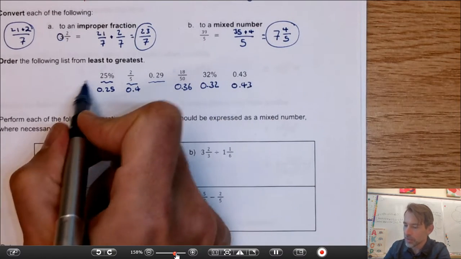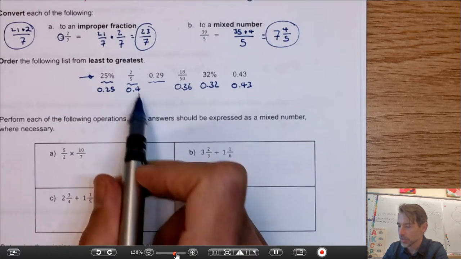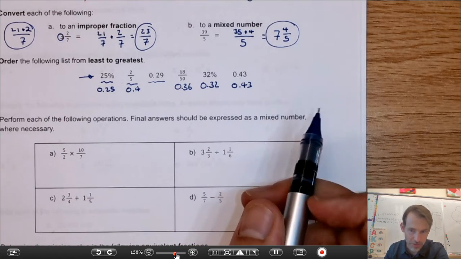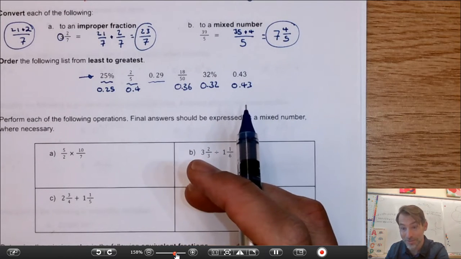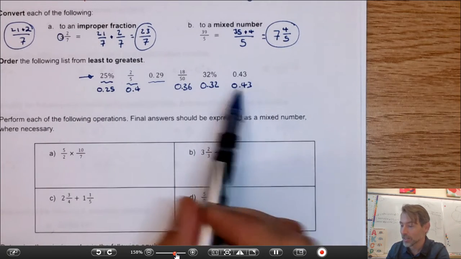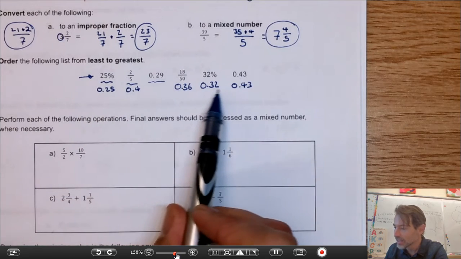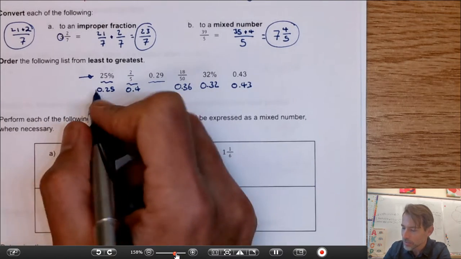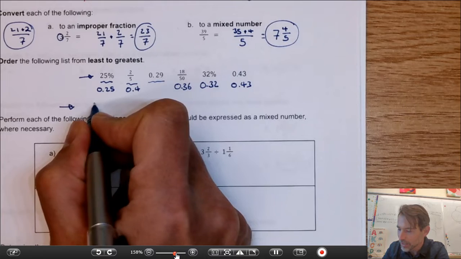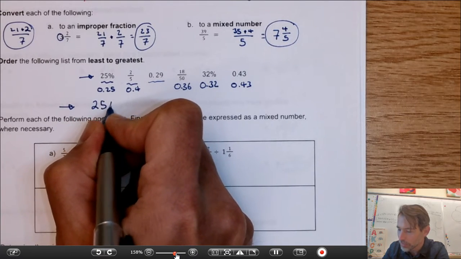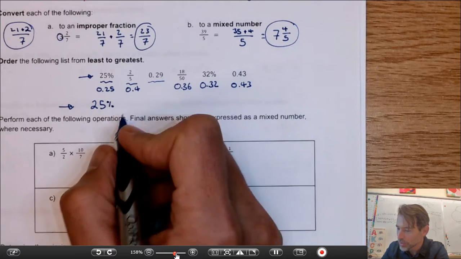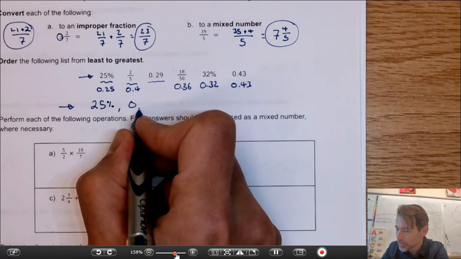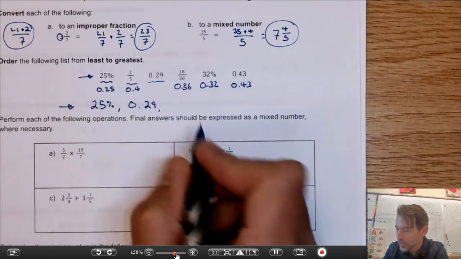Now, you are asked to put this list in order from least to greatest. Please don't number the decimals in order least to greatest. Please put the original list in its original form. So let's go ahead and find the least. The least will be already there. So this is our final answer line, 25%. Okay, a little bit bigger than 25% is 0.29. So put a comma, 0.29, put a comma.